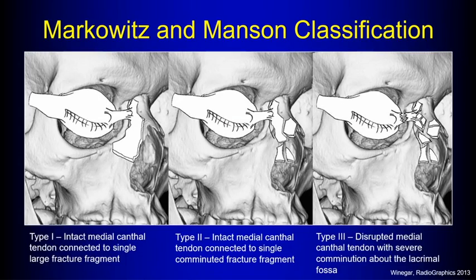So the three types are basically that type 1 is where that central fragment is not fragmented at all or comminuted. And so these are typically with an intact medial canthal tendon. Next is when this central fragment is comminuted, but the canthal tendon is still connected to a large fracture fragment. And then last is when there's severe comminution, there's typically a disrupted medial canthal tendon. This takes longer to repair.